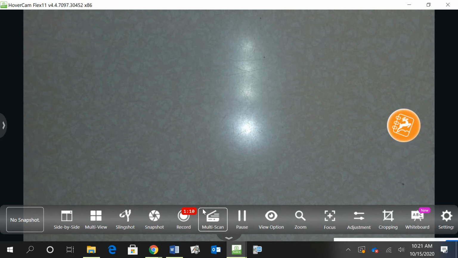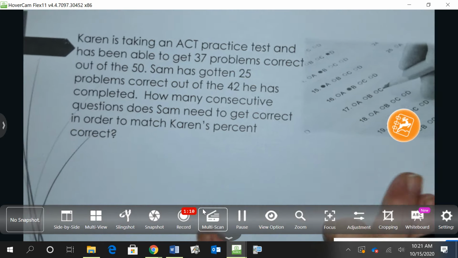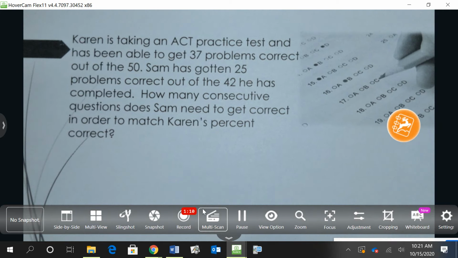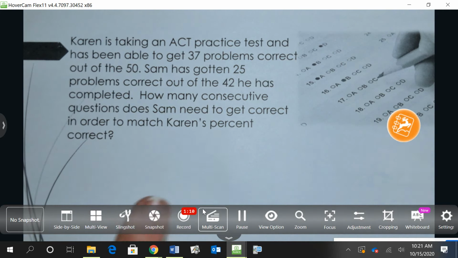So I'm assuming you don't know much about the ACT because nobody in here has probably taken it yet, but the ACT exam is comprised of 4 sections. There's math and science and reading and English. And each test has a set amount of questions. And we're going to compare, just like we did free throws, Karen's percentage of correct answers with Sam's. Karen is taking a practice exam. She's made 37 out of 50. Sam's made 25 out of 42.